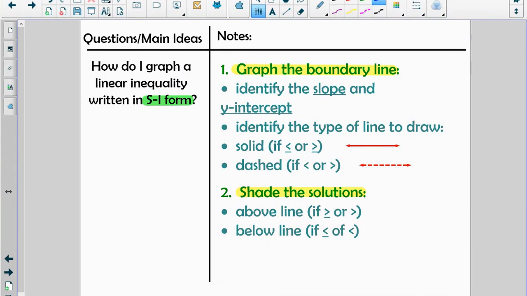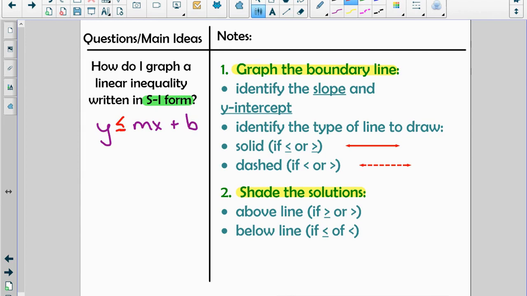All right, here we're going to take a look at graphing linear inequalities when the inequality is written in slope-intercept form. So a reminder, slope-intercept form is the one that gives us the slope of the line and the y-intercept of the line. The only difference today is that instead of the equal sign, we are going to get one of our inequality symbols, perhaps like this, less than or equal to.